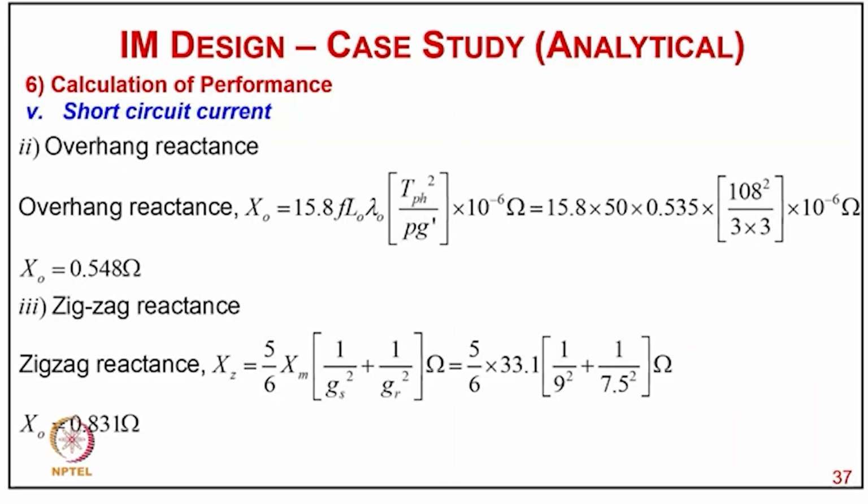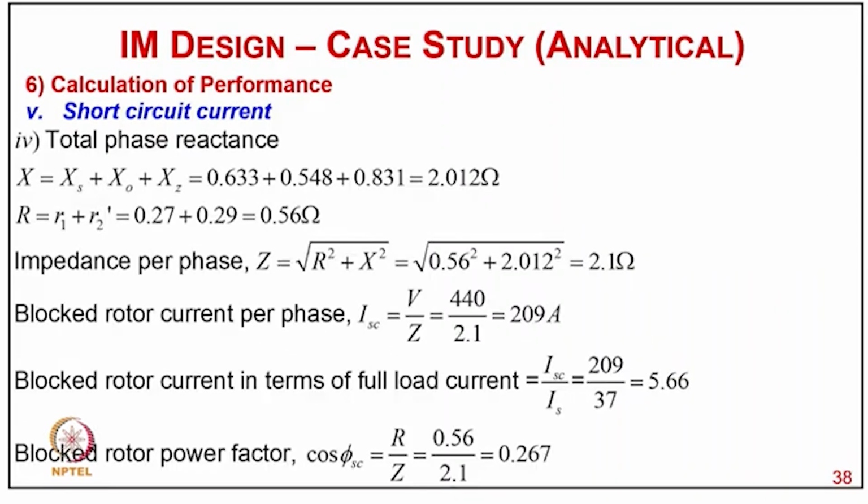Now coming to the overhang reactance. The overhang reactance X0 is again an empirical relation, well verified: 15.8 f L0 lambda 0 TPH square upon P G dash into 10 power minus 3. Putting in the values, it comes to X0 equal to 0.548 ohm. And the zigzag reactance XZ is equal to 5 by 6 into XM in bracket 1 upon GS square plus 1 upon GR square. Putting in the values, it comes to XZ equal to 0.831 ohm.